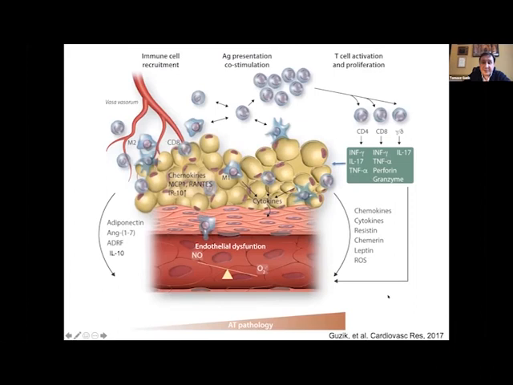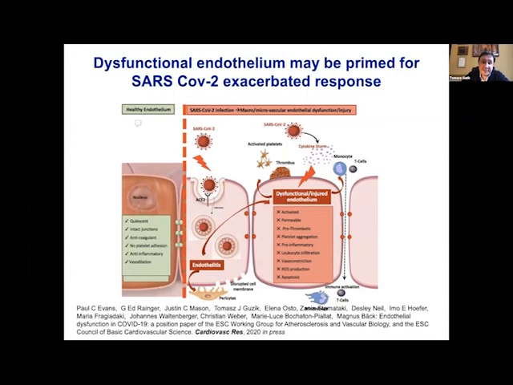So all of this indicates that a number of changes in the immune system, particularly in perivascular infiltration of immune cells, but also systemic activation of these cells, are corresponding between what we see in COVID-19 and what we see in patients with cardiovascular disease.